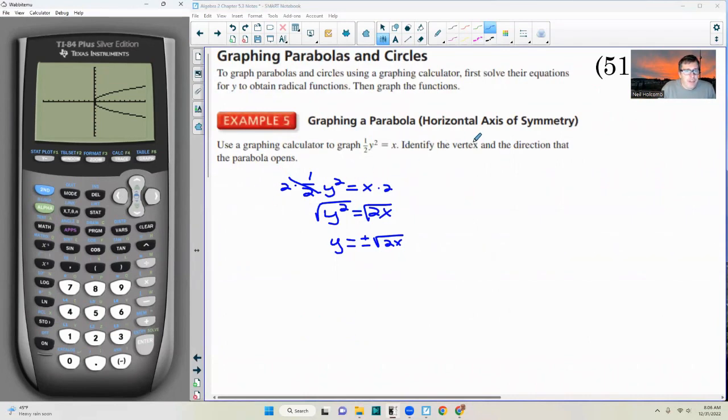We identify the vertex, it says. So identify the vertex. Well, the vertex is 0, 0. Okay, the vertex is 0, 0. So I'm going to write that. Vertex equals, no, it's not equals, it's not an equation. The vertex is the point 0, 0. And the direction the parabola opens, it opens to the right.